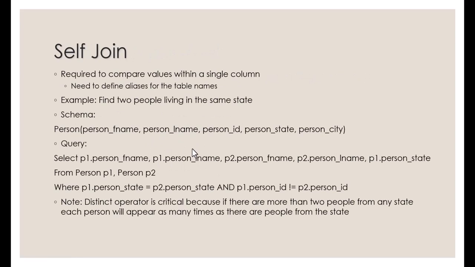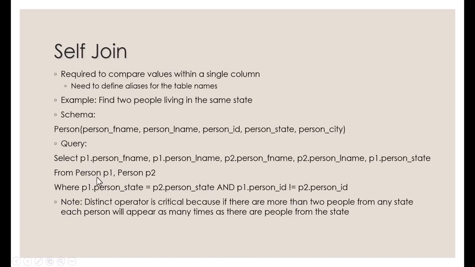When you do a self-join, it means you're taking a Cartesian product of the same exact table. For example, we want to find two different people living in the same state. We have this schema person, which has their first and last name, their ID, and their state and city which they live in. These are going to be two different instances of person, so two different persons. We know that we're going to be joining person and person. Since they have the same name, we want to differentiate the two, so we want to rename them to be something else.